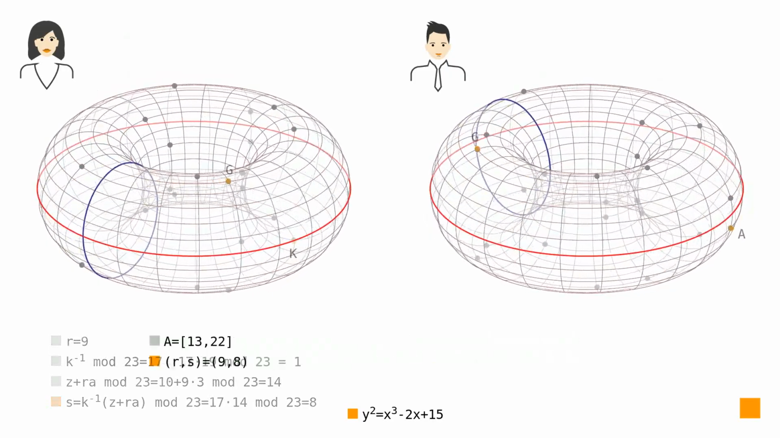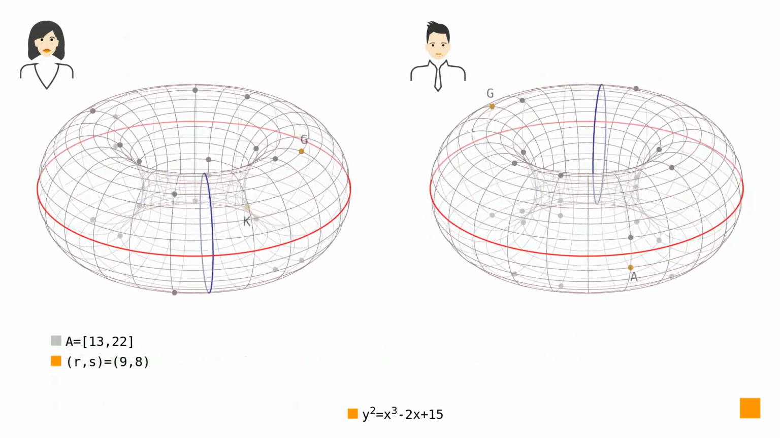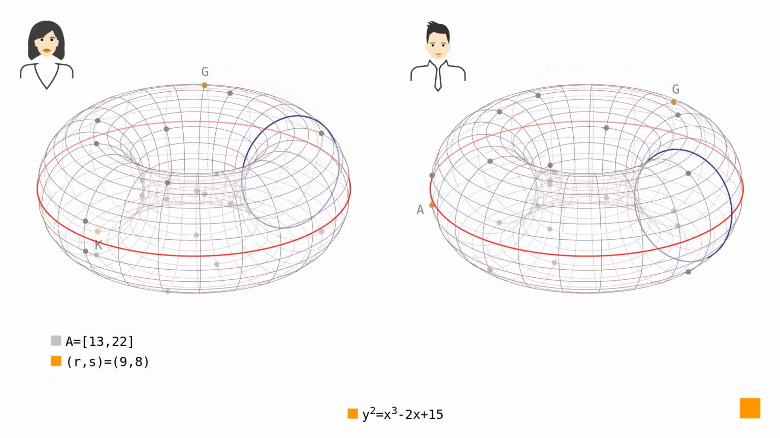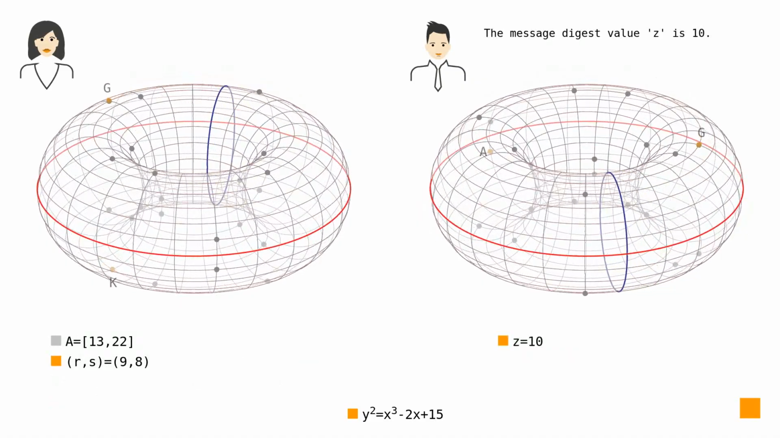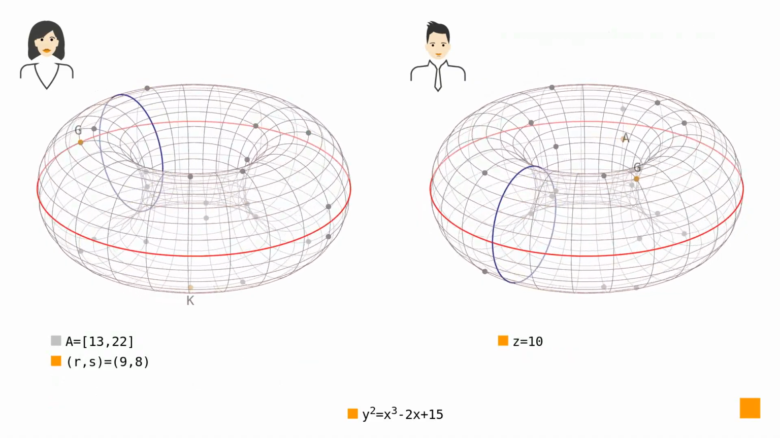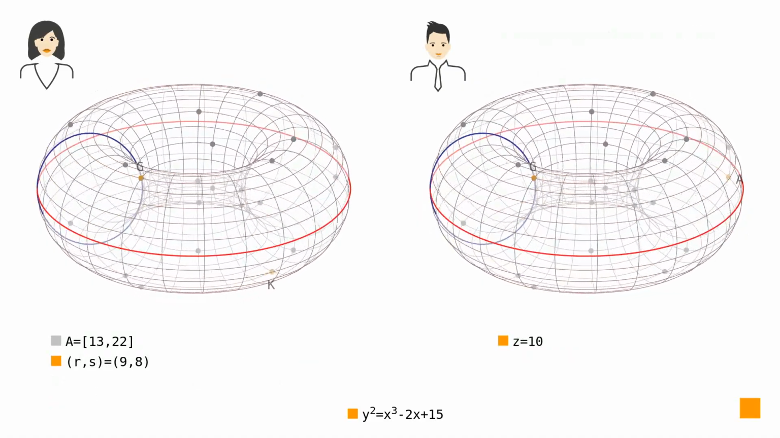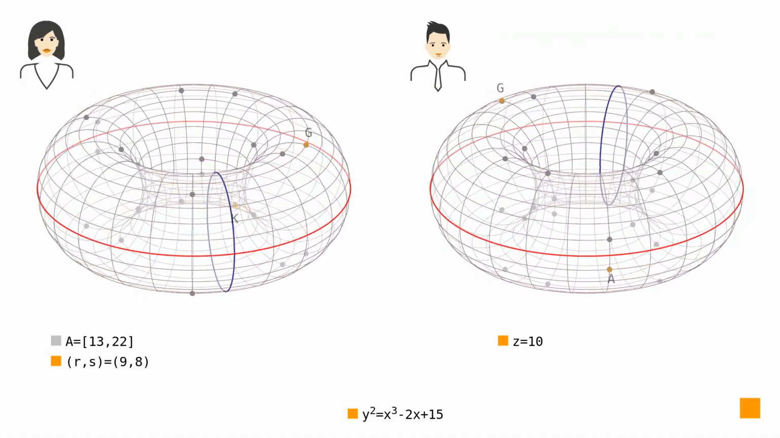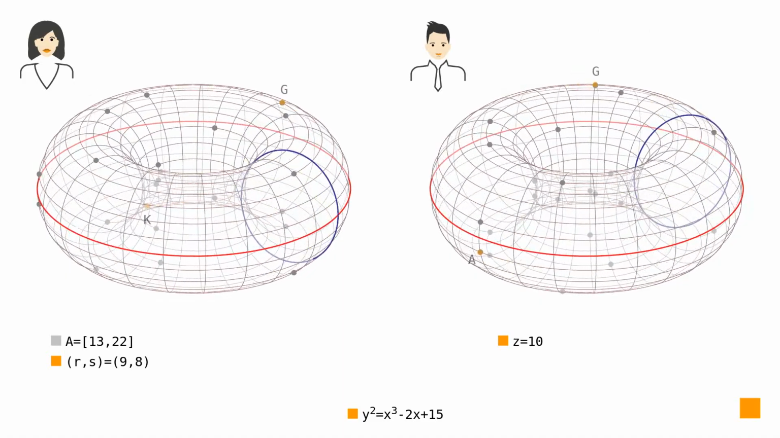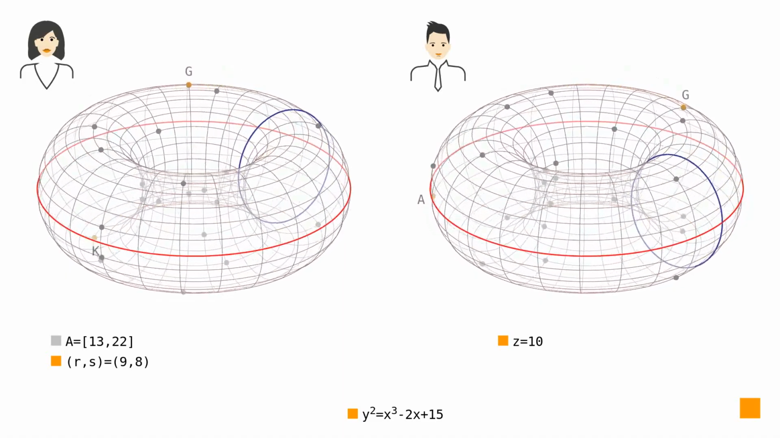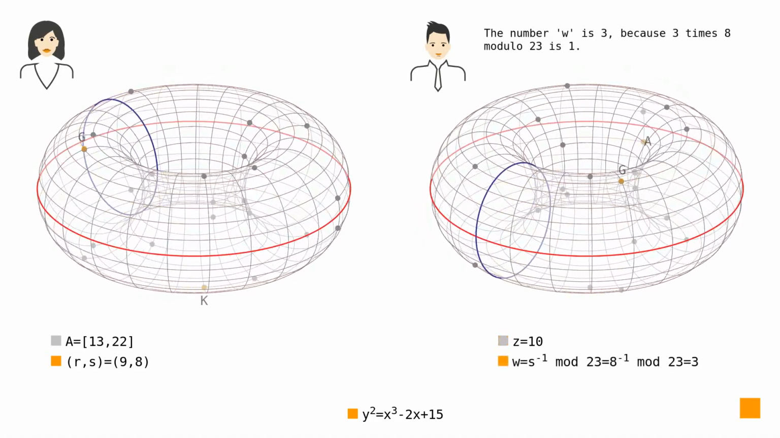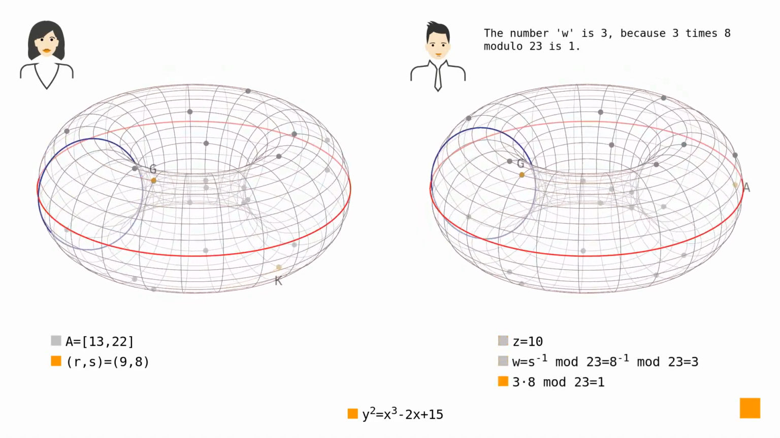Bob receives the signature, and before starting the verification, he calculates the message digest Z and comes to the same value as Alice used. The message digest value Z is 10. The next step he has to perform is calculating the value w from the signature number s. The value w equals the multiplicative inverse of number s modulo the order of the curve. The number w is 3 because 3 times 8 modulo 23 is 1.